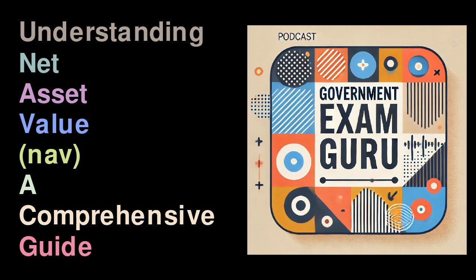Calculate total assets. Total assets equals $100 million plus $7 million plus $4 million plus $75,000 equals $111,075,000. Step 2. Calculate total liabilities. Total liabilities equals $13 million plus $2 million plus $10,000 equals $15,010,000. Step 3. Calculate NAV.